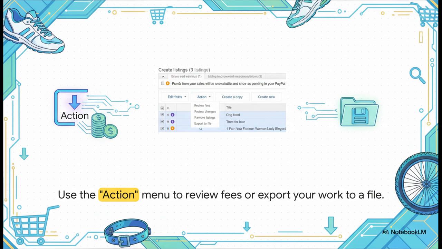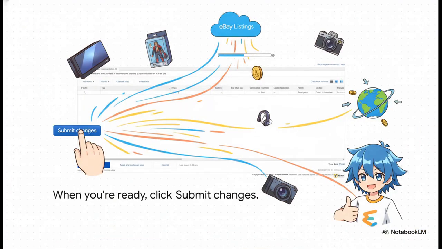From here, you can review all the fees associated with your listings, so there are no surprises. You can even export all your work to a file to keep for your own records, which is a pretty handy feature. And when you're done, when you've double-checked everything and you're feeling good about it, this is the moment of truth. You go ahead and click that Submit Changes button, and just like that, all your listings go live on eBay. You're in business.